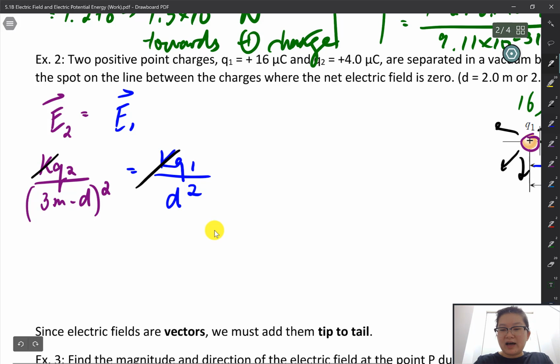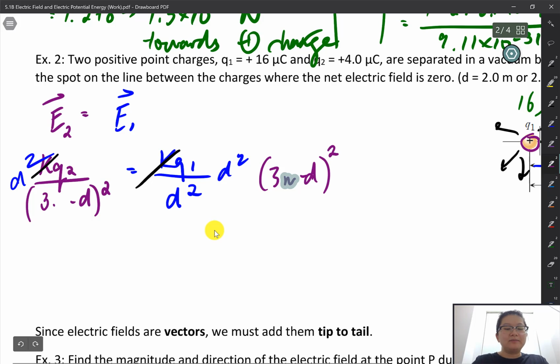I'm going to multiply this d2 up over here. I'm going to multiply both sides by d2, so I get q2 d2, and I'm going to multiply this ugly thing up on top as well, 3 meters minus d. I'll get rid of the m so it doesn't confuse us. It's not another variable, it's just me writing 3 meters squared. After I multiply that, that gets rid of that up on top.